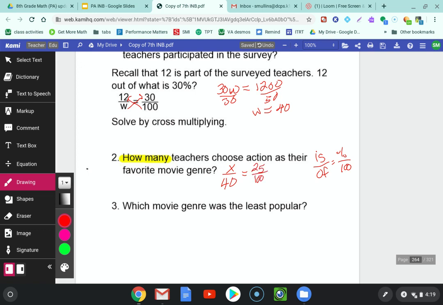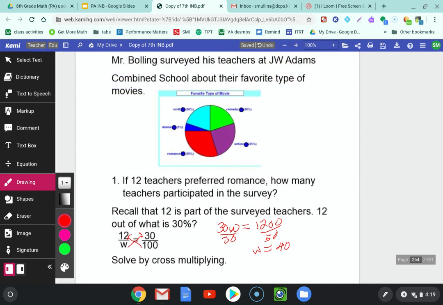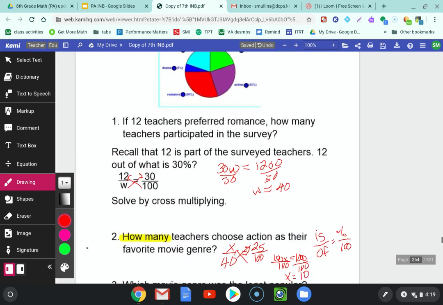And out of 100. So cross multiply, and we will have 100X equals 1,000. We'll divide by 100 on both sides, and X will be equal to 10. So 10 teachers chose action as their favorite genre. Number 3 wants to know which movie genre was the least popular, so it's the smallest percent, and that was going to be drama.